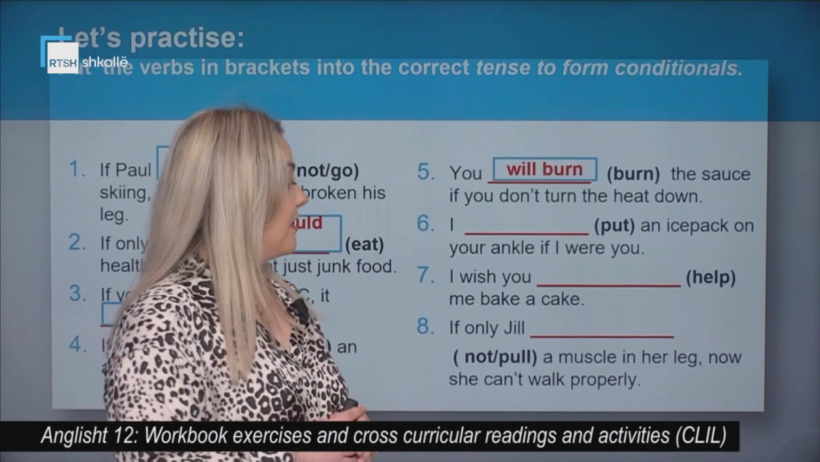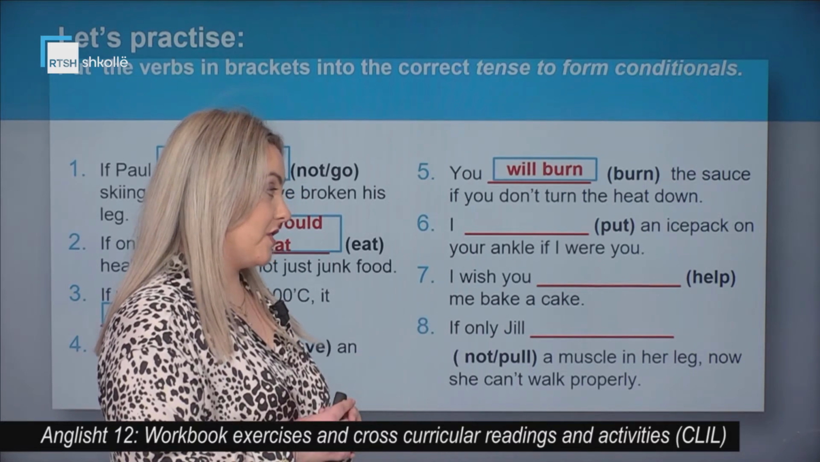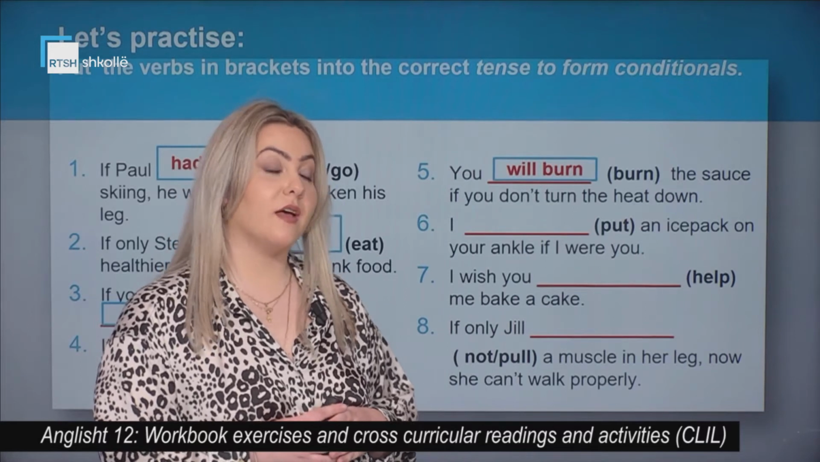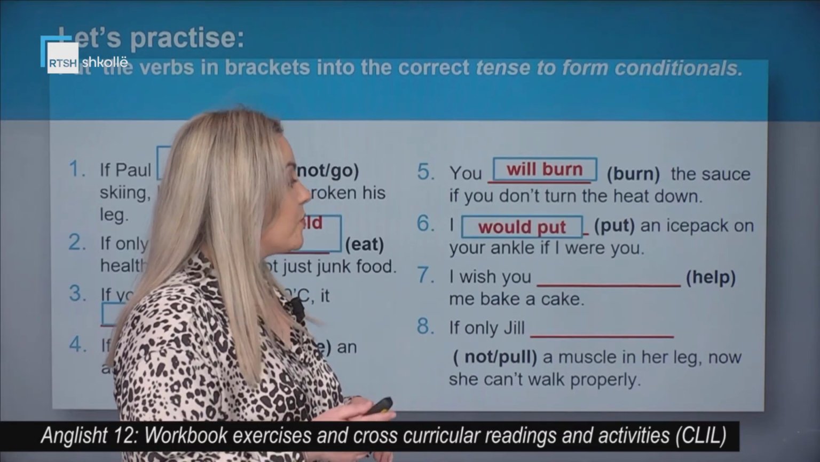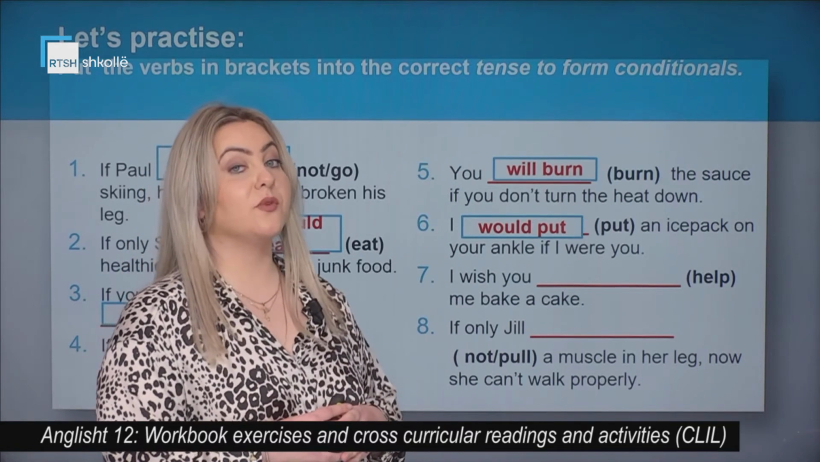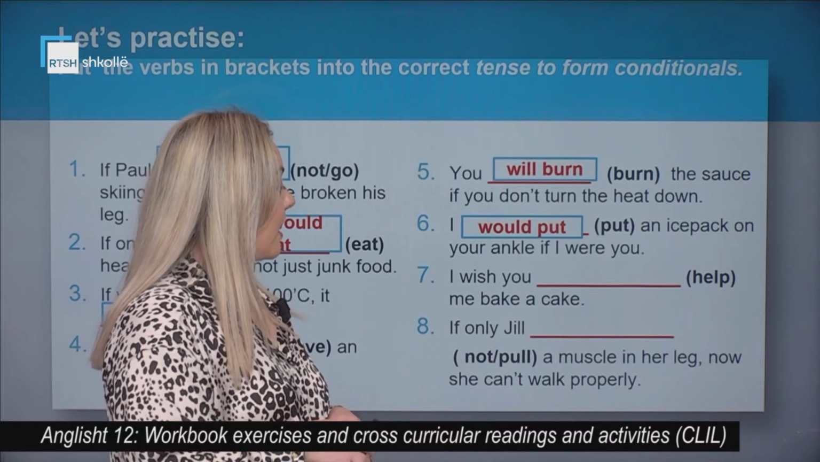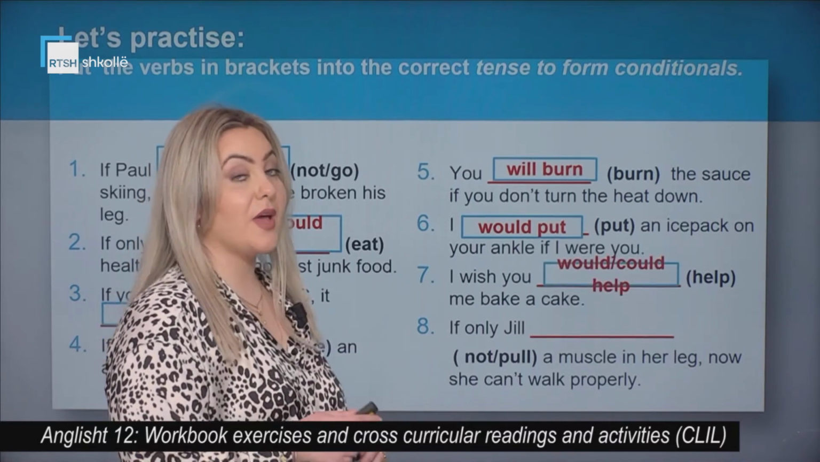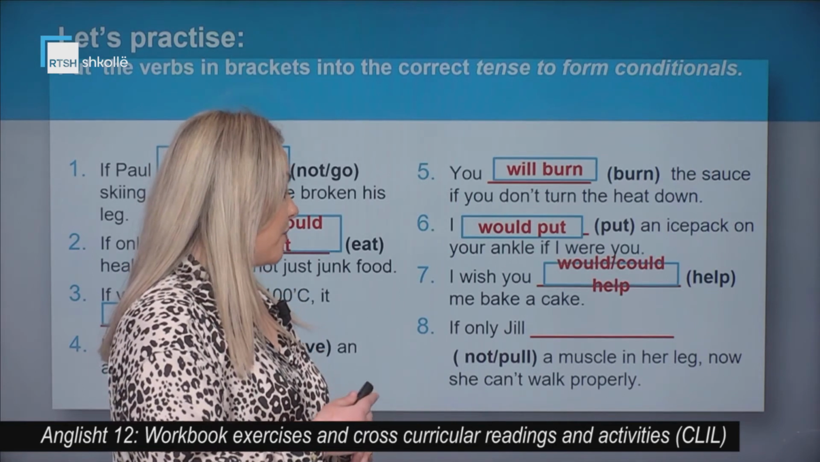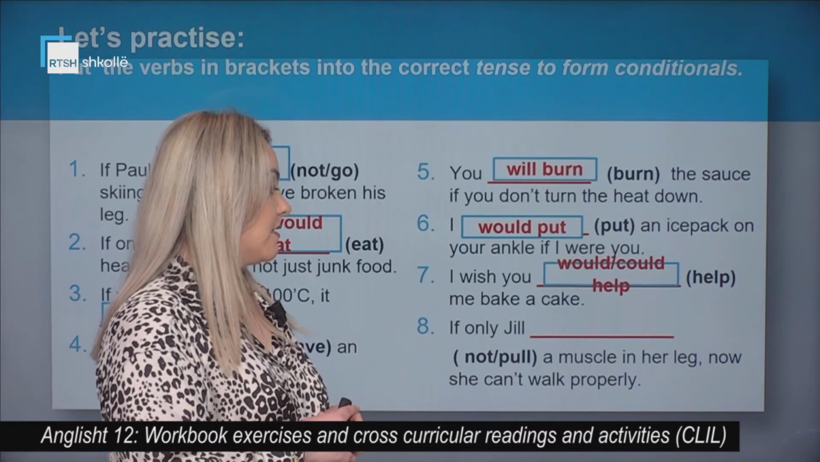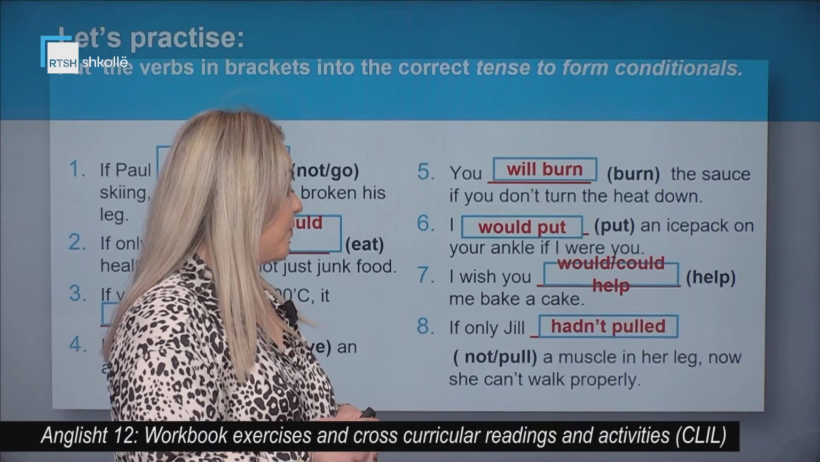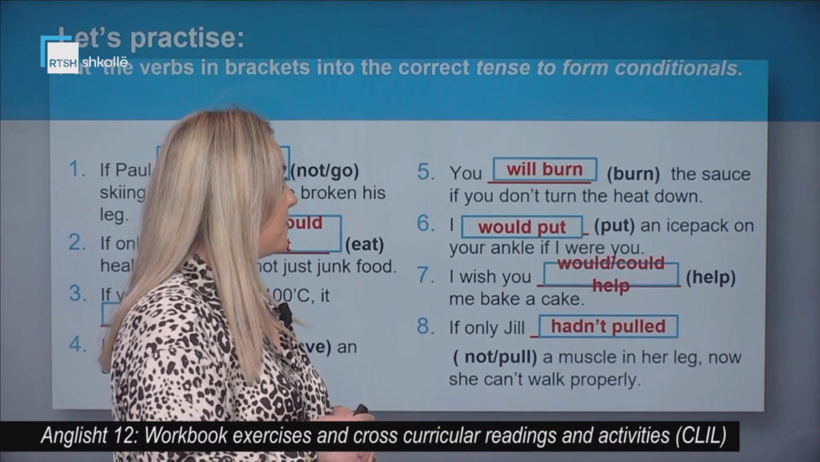Number six, I, you completed with put an ice pack on your ankle if I were you. Let's see the correct answer together. I would put. Number seven, I wish you, you completed with help me bake a cake. I wish you would or could help me. Number eight, the last one, if only Jill, you completed with not pull a muscle in her leg, now she can't walk properly. Let's see. Hadn't pulled. If only Jill hadn't pulled.